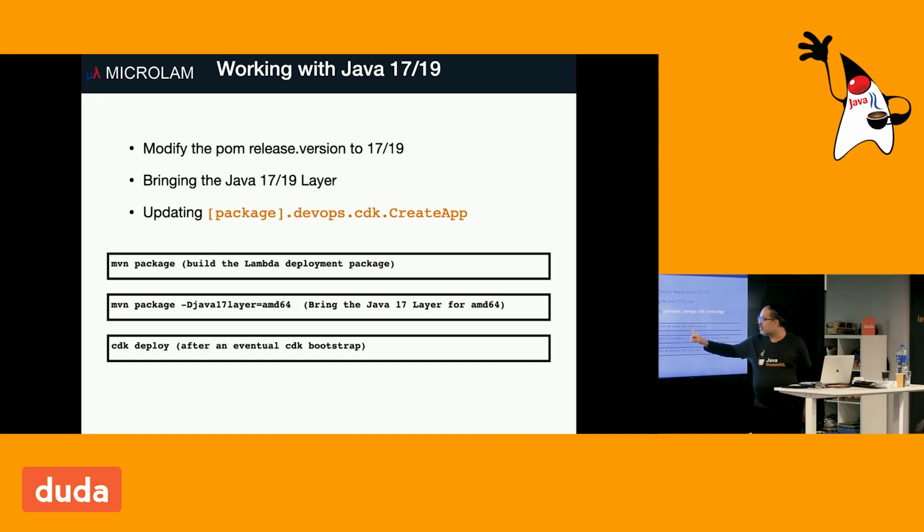So I will do package to build the Lambda deployment package. The Lambda deployment package is exactly the same for Java 17 or Java 11. The structure will be exactly the same. And this is possible because of the use of the Lambda layer. Here, I'm adding one property for bringing the Java layer. So I'm specifying the Java 17 layer and the architecture. When it is a custom runtime, you need to choose if you want a custom runtime based on ARM64 or AMD64. And then CDK deploy. Very easy, 3 steps. And you have your Java code, Java 17, 19, working in the cloud. But with the cold start problem for now.